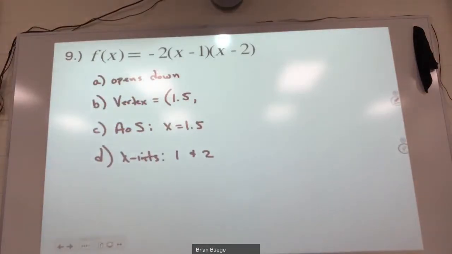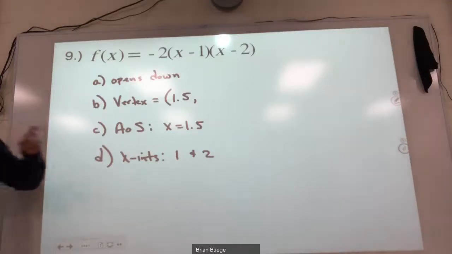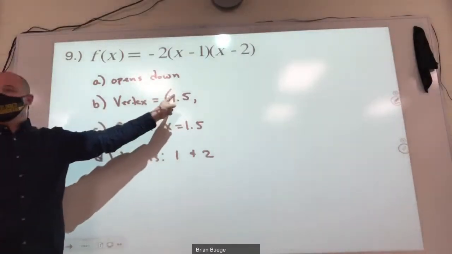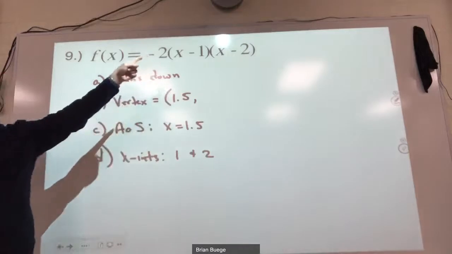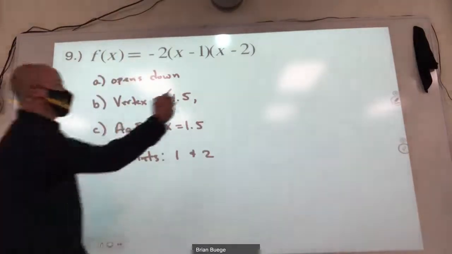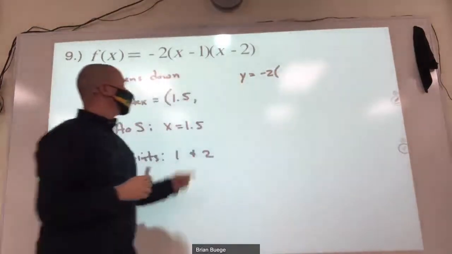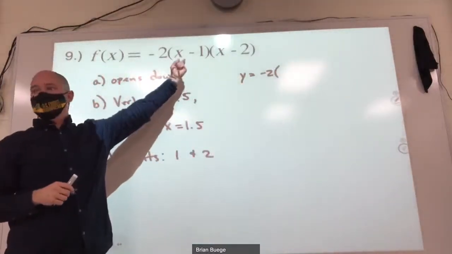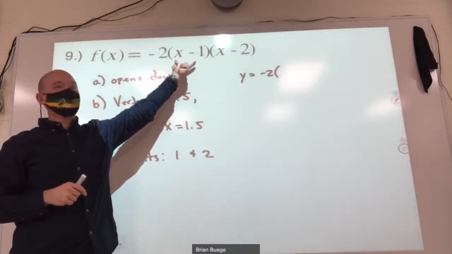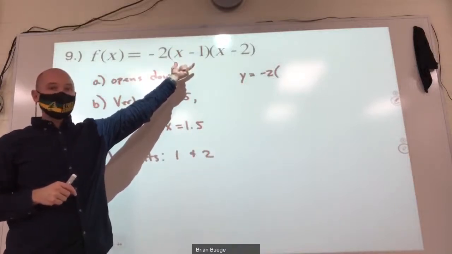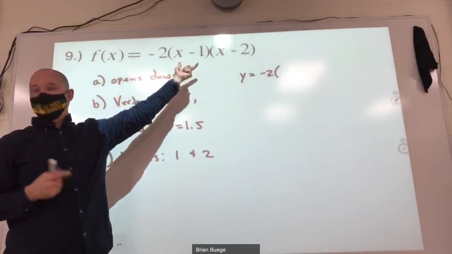All right, last question then for this stuff. How do I find the y-coordinate of the vertex? What do you do? Not plug in 0. Yeah, plug in the x coordinate, plug it back in. So if we do that off to the side to get our y coordinate, I have -2 times, if you plug 1.5 in here, what do you get for an answer in this parenthesis? Yeah, you get a half, right?